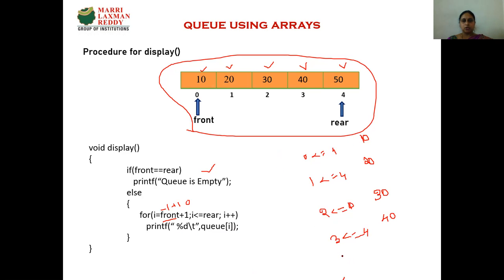Last one: i is incremented, that is 4. 4 less than or equal to 4, yes, the condition is true, and 50 will be printed. Now i is incremented, i becomes 5. 5 less than or equal to 4, the condition fails. Now it prints all the elements, 10, 20, 30, 40, 50, onto the screen.